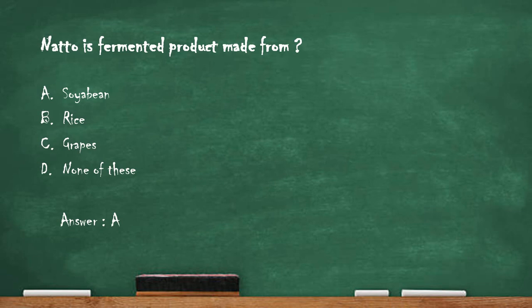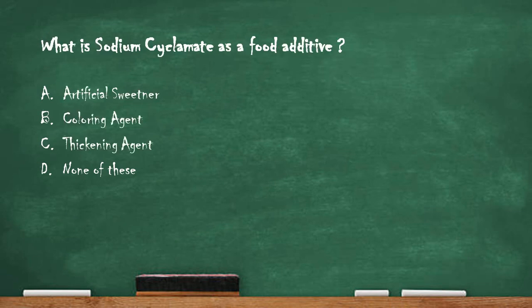Next question. What is sodium cyclamate as a food additive? Option A, artificial sweetener. Option B, coloring agent. Option C, thickening agent. And option D, none of these. And the right answer is option A, artificial sweetener.